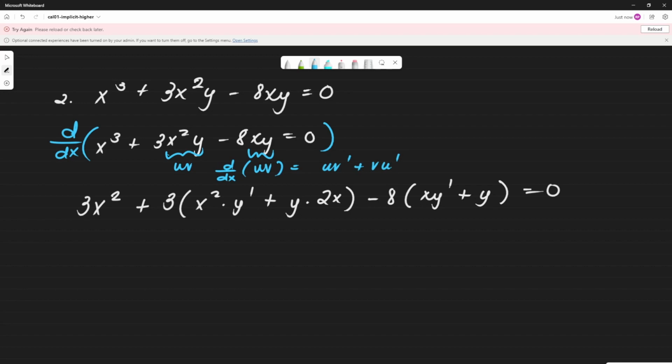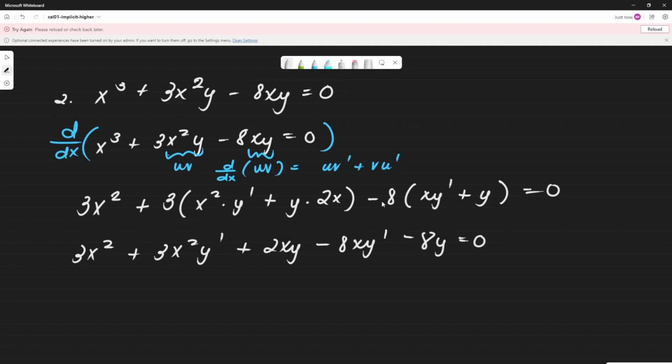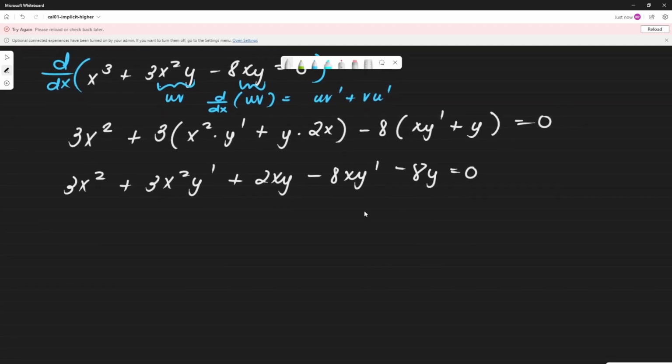Ayan. Okay, so simplify na lang natin yung ating function. So we will have 3x squared. Then distribute na lang natin yung mga pwede natin distribute. We have plus 3x squared y prime plus 2xy minus 8xy prime minus 8y is equal to 0. Tapos lahat ng may y prime maiiwan sa left side, lahat ng walang y prime ililipat nyo sa kabilang side.